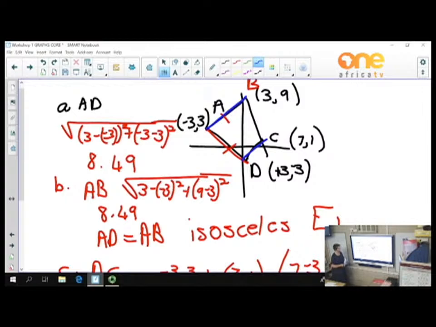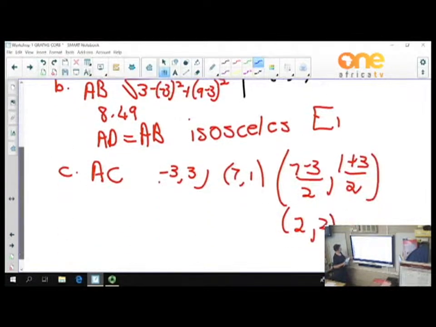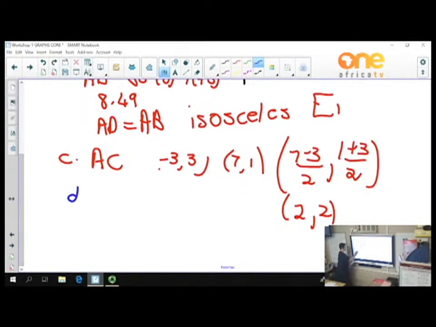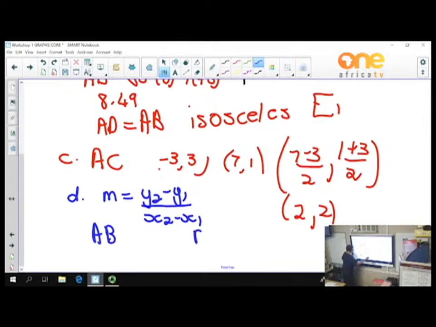So now we're talking about the gradient formulas. It's one of your three formulas. So this time it's the gradient formula. AB and DC, you have to calculate both of them, AB as well as DC. Finding those gradients.